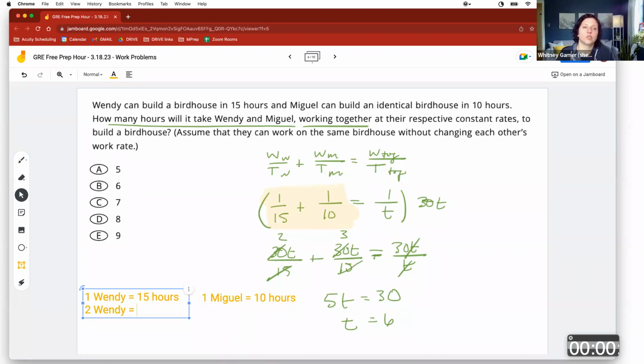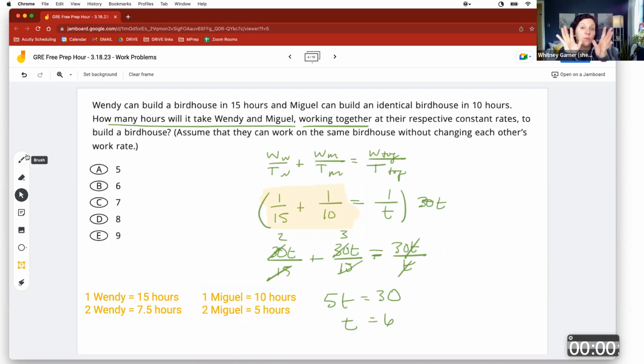So if I could double her up, if I could clone her, how long would it take? Yes, exactly. It would take 7.5 hours, exactly half the amount of time. And in the same way, if I had 2 Miguels, it would only take 5 hours.